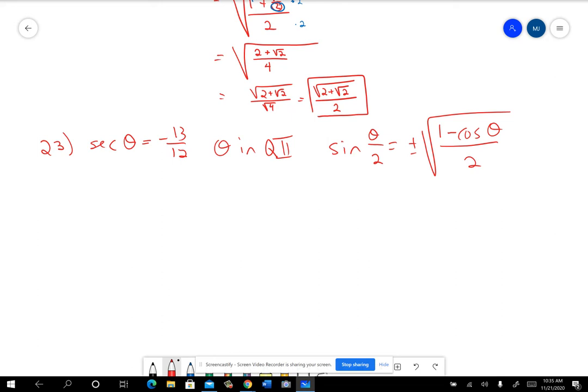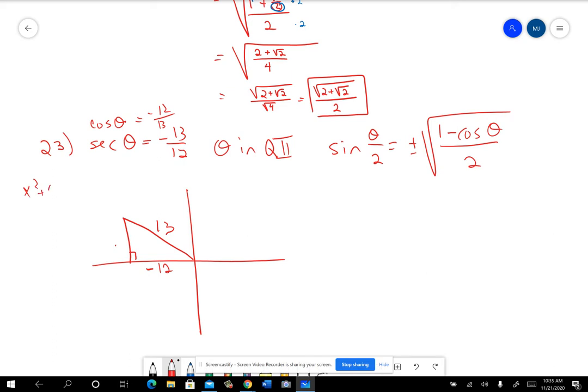We don't know what the angle theta is, but we know theta is in quadrant 2. So we're going to wind up looking in quadrant 2 and drawing our angle there, dropping the perpendicular. Secant is the reciprocal of cosine, so cosine would have been negative 12/13. So the 13 is there, and the negative 12 should be on the adjacent side. And you need that missing piece.